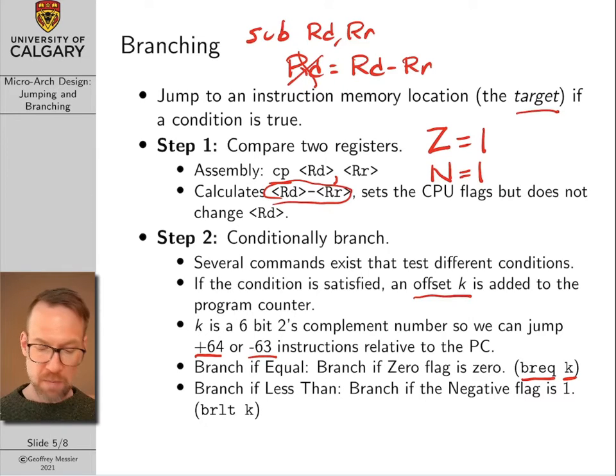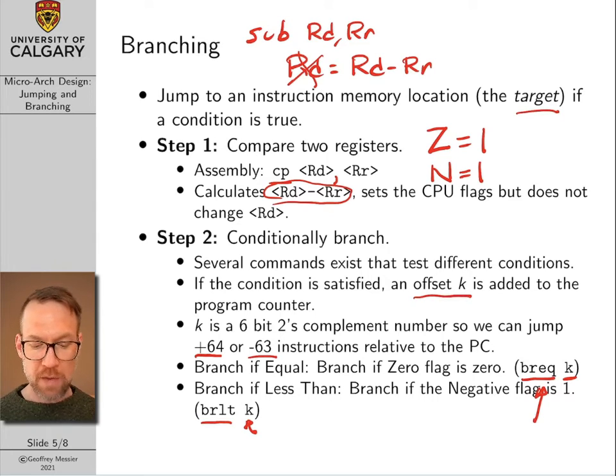The branch less than command, its assembly language format is BRLT, and again, we give the offset that we want to jump, positive or negative. And like I said, if you're curious, you can look in the AVR instruction set manual and you can see all of the different branch commands that are available. It's super important that the branch command is called immediately after the compare command, right? So you'll notice that in these branch commands, we aren't listing the registers that we're testing, right? Because that's what the compare command was for.